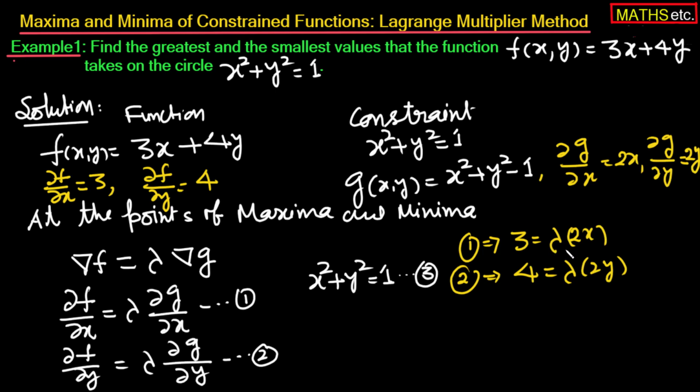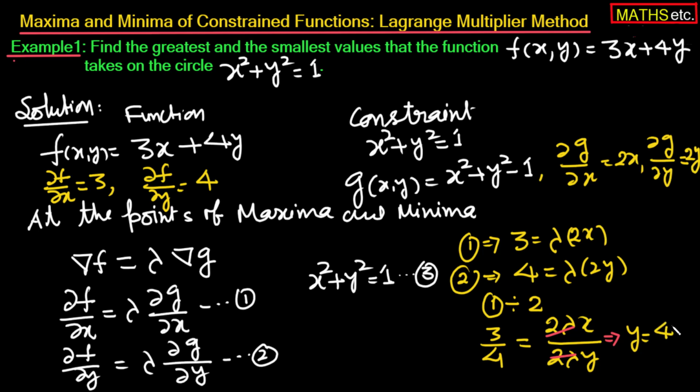Here I'm opting for the second method. So we eliminate lambda from these two equations by simply dividing these two equations. So we are dividing equation number 1 by equation number 2, and it comes out to be 3 over 4 is equal to 2 lambda x over 2 lambda y. 2 lambda and 2 lambda cancel out and we simply get y is equal to 4x over 3.